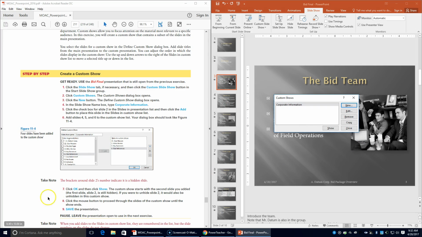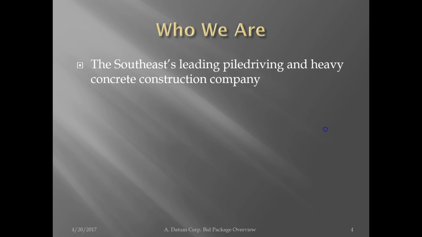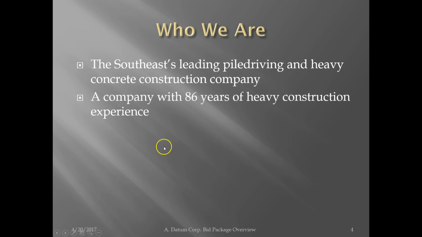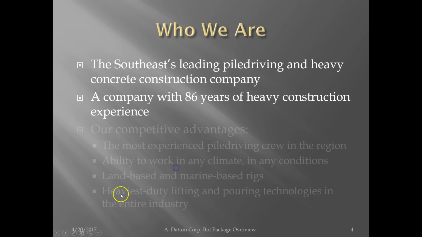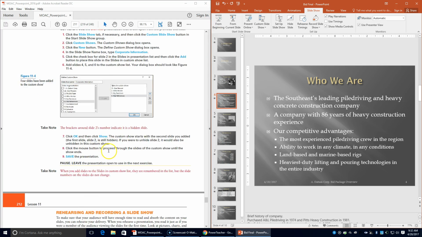And then notice though that those brackets around slide 2's number indicate that it's hidden. Okay. The custom, we're going to click show, and the custom show should start. Okay. I'm going to hit escape. Okay, and then we're going to save the presentation.